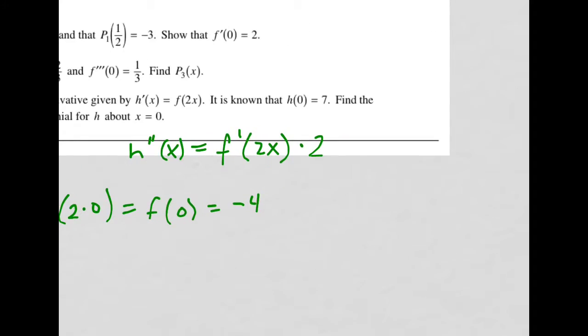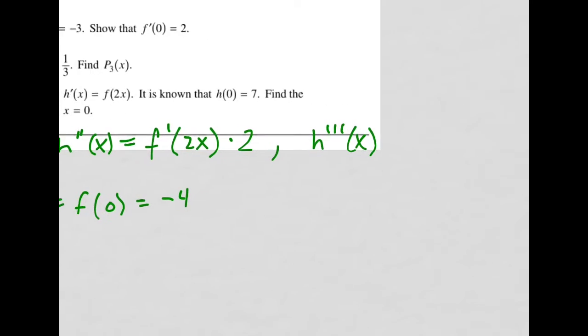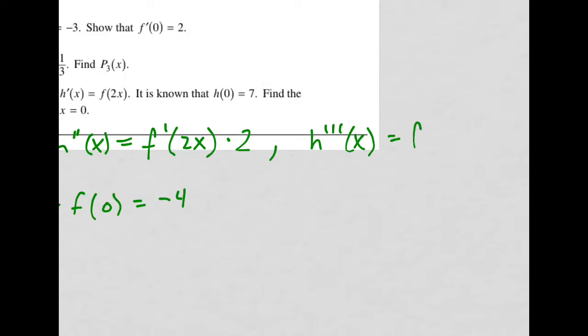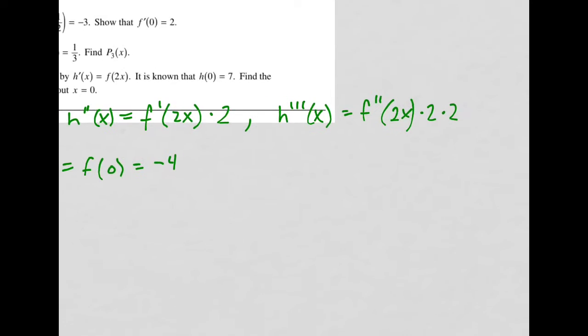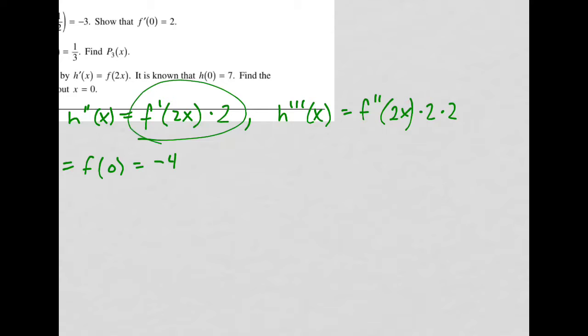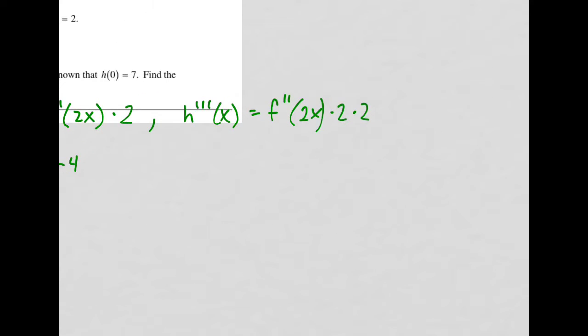So that means h triple prime of x is equal to f double prime of 2x times 2 times 2. I'm going to simplify it later, but hopefully you understand. I'm taking the derivative of the outside with the inside the same. This is just a coefficient, I could move it in front, and then times the derivative of the inside, so I have to multiply it by the extra 2 out there.